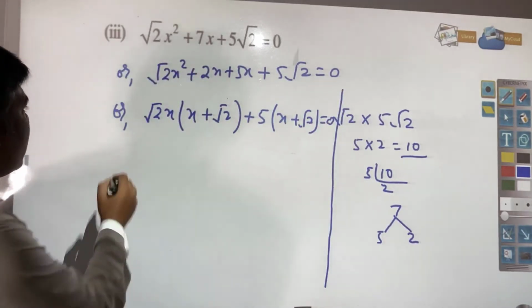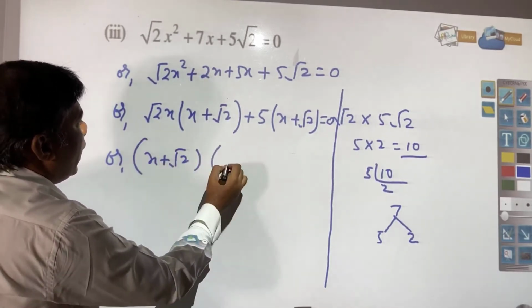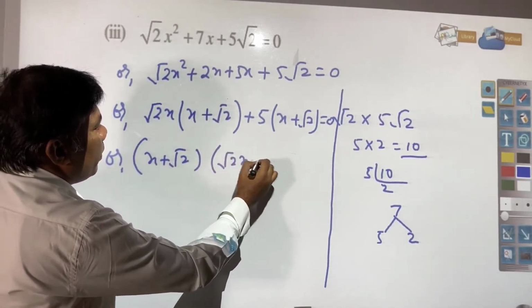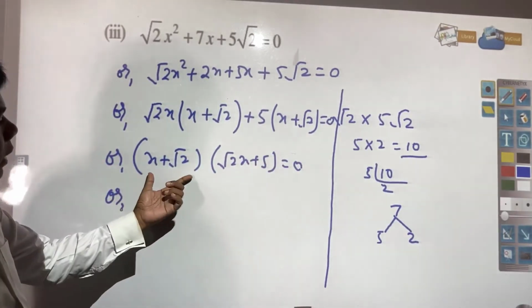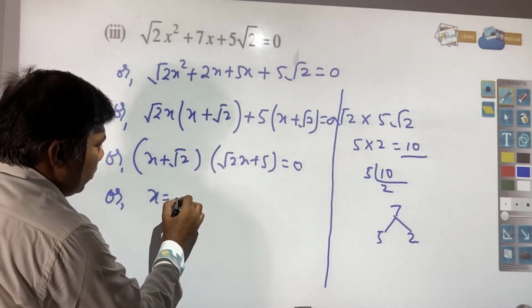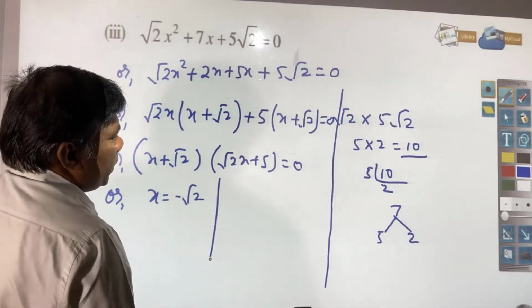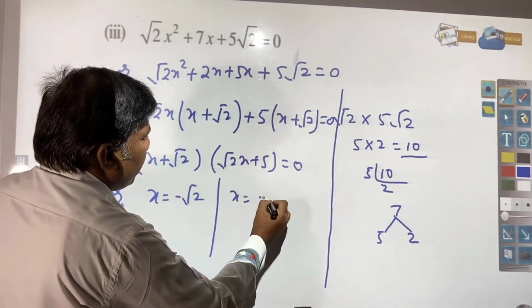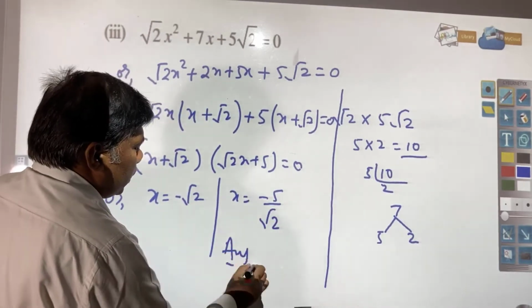Now x plus root 2 and root 2x plus 5 is equal to 0. When this factor is 0, then x will be minus root 2, and when this factor is 0, then x will be minus 5 by root 2, and this will be your answer.